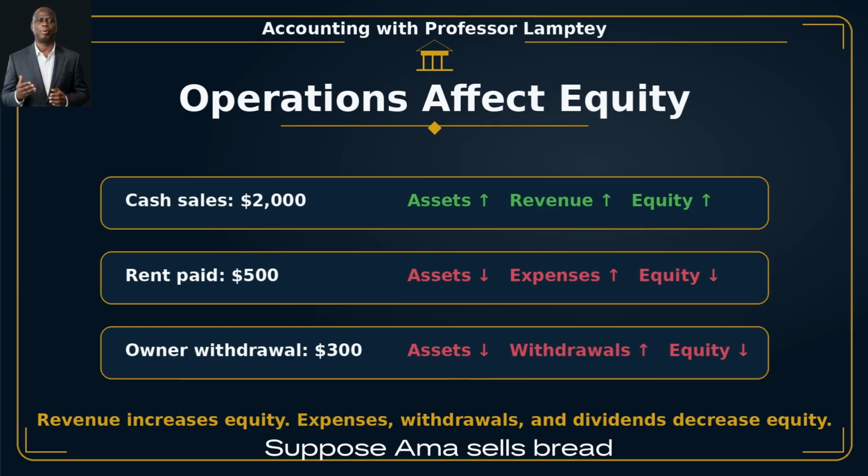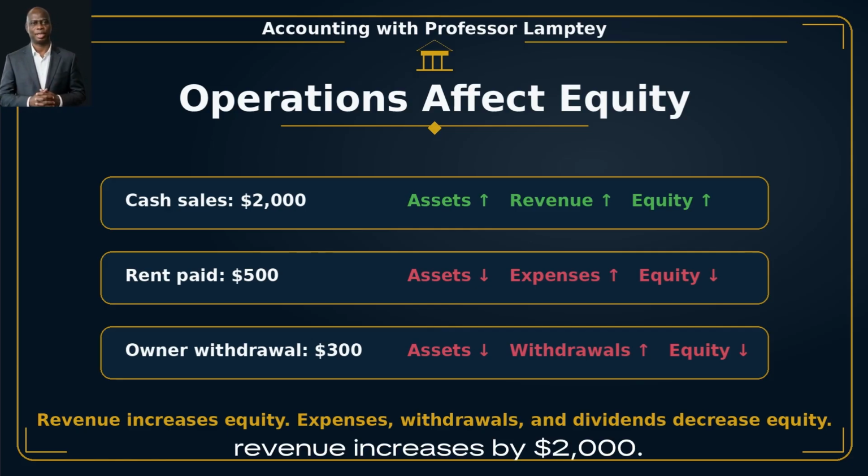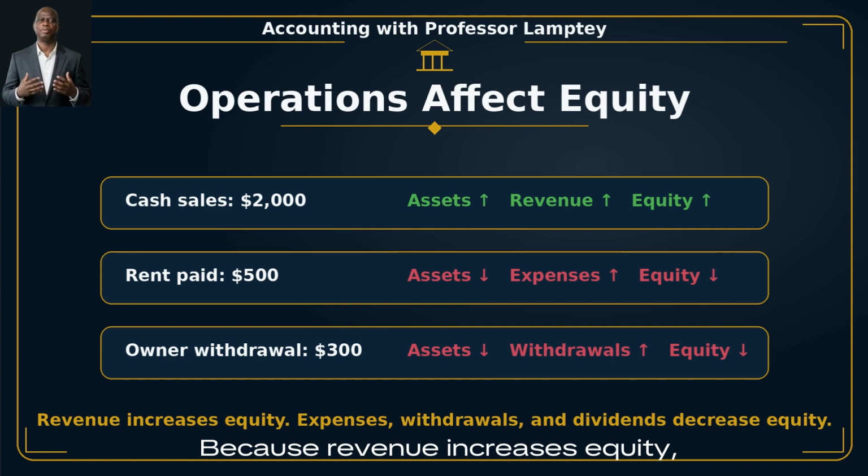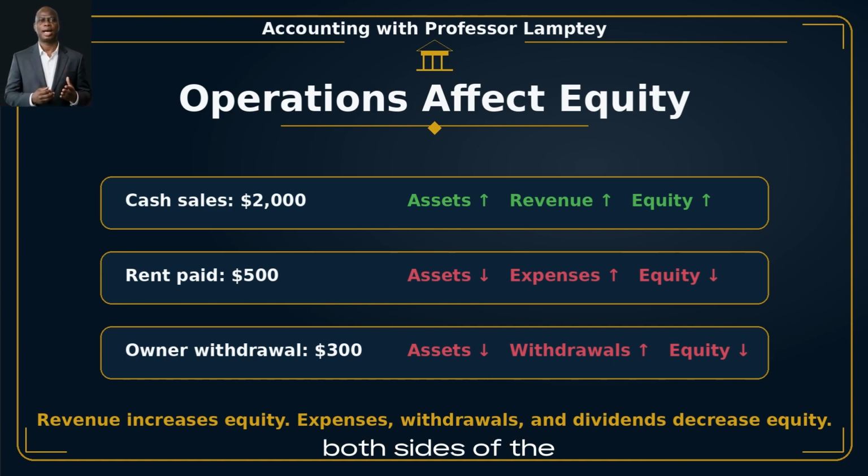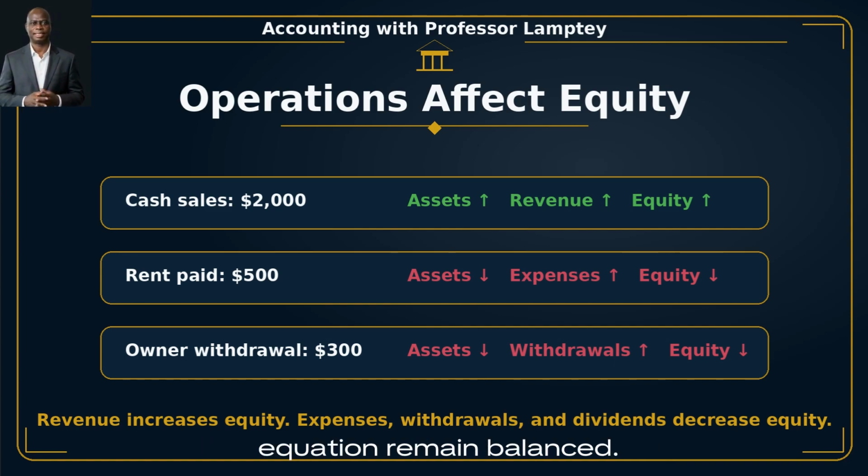Suppose Amma sells bread and cakes for $2,000 cash. Cash increases by $2,000. Cash is an asset. At the same time, revenue increases by $2,000. Because revenue increases equity, both sides of the equation remain balanced.